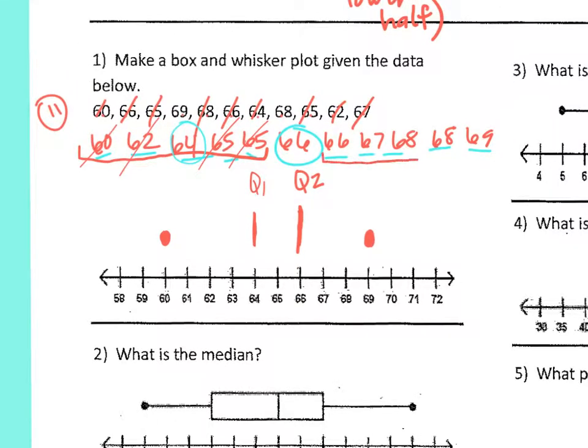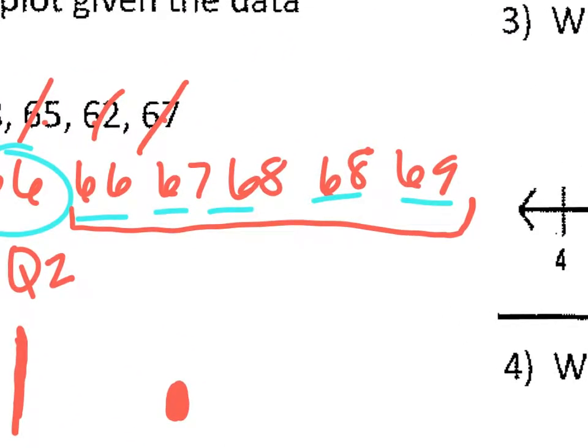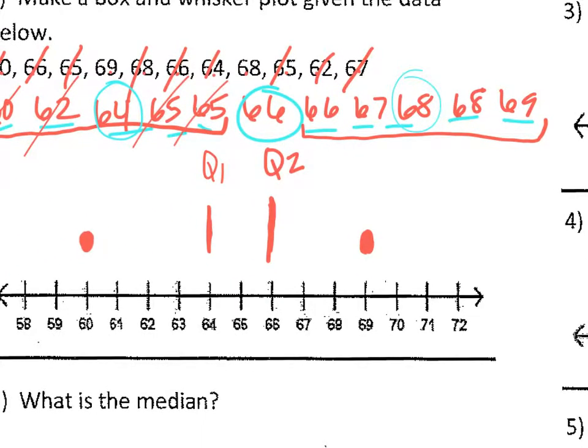Okay, so same thing down here, last step. What's going to be your median of just the upper half? 68. No, you're good. Okay.